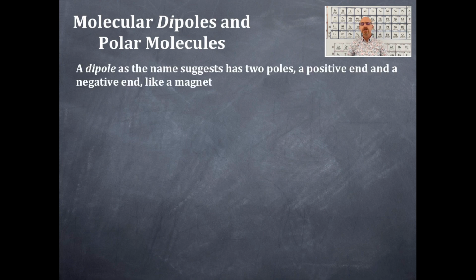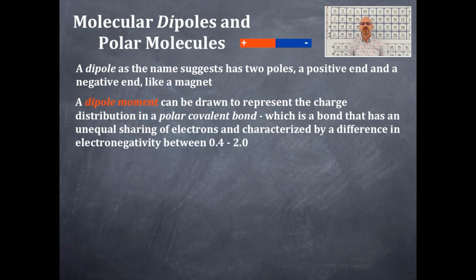Little introduction here. A dipole, as the name suggests, of course, has two poles: a positive end and a negative end, just like a magnet, a bar magnet, if you will. A dipole can be drawn to represent the charge distribution in a polar covalent bond. We talked about those polar covalent bonds earlier, so review that. A polar covalent bond is a bond of unequal sharing of electrons, and it's characterized by a difference in electronegativity between 0.4 and 2.0.